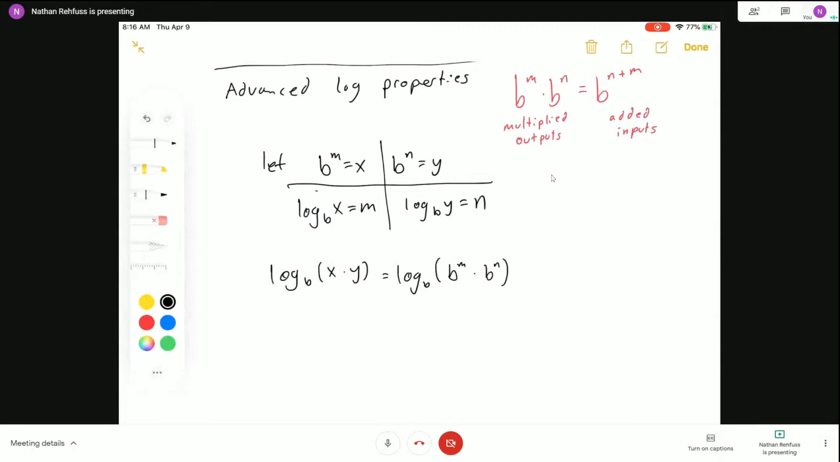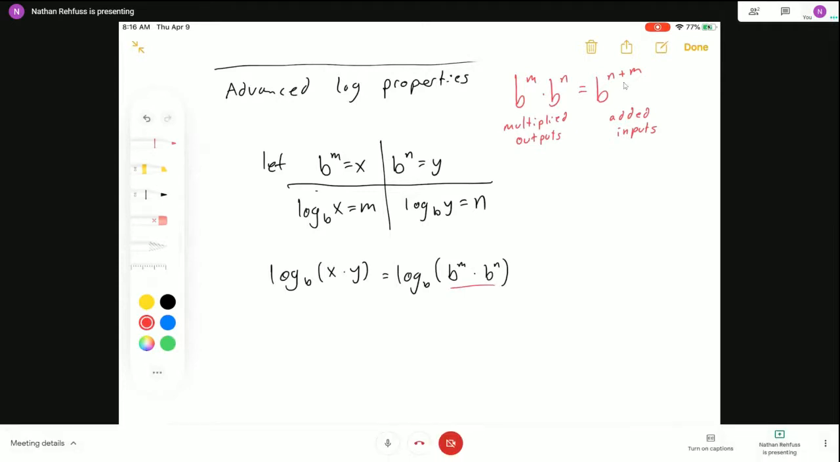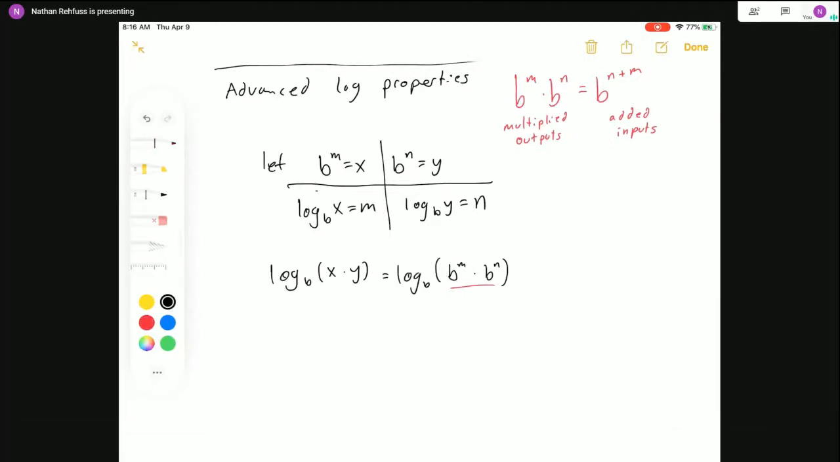Otherwise, I'm not going to be able to get the log property out. So I'm going to feed this equation this property and say, well, b to the m times b to the n, which is, again, what we have right here, is equal to b to the m plus n. And so I'm going to replace it with that. So this is log base b of b to the m plus n.